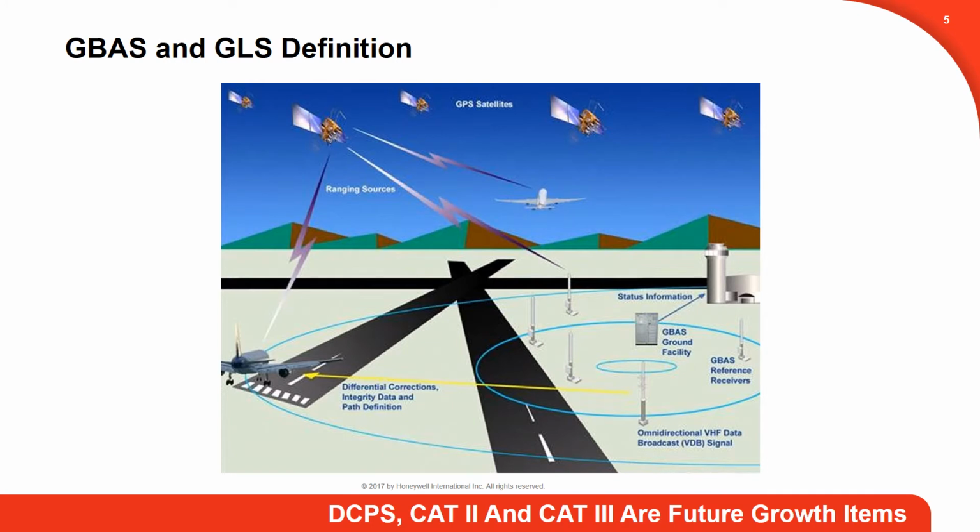GBAS offers two primary features: precision approach and differentially corrected positioning service, or DCPS. Only the GLS precision approach capability is planned for this certification, because ground stations are currently only approved for the precision approach service and are not approved for the positioning service. The FAA and other certification authorities are currently targeting Cat 2 and Autoland as the next steps for GBAS.